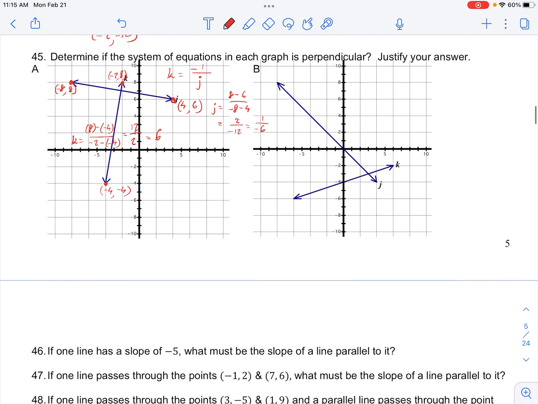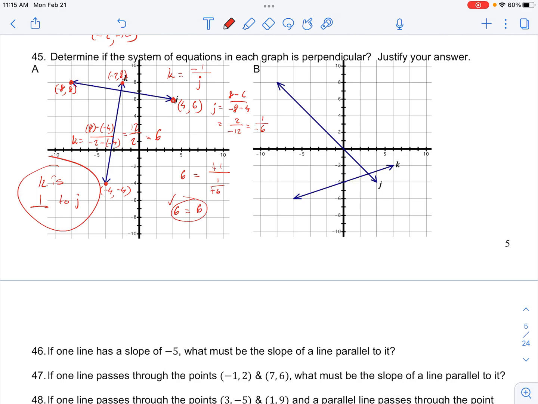So is this true? Is k equal to -1 over j? Well, if we have k as 6, and -1 over j is 1 over -6, then we have 6 is equal to... negatives cancel out, and 1 divided by 1/6 is the same thing as multiplying by 6 over 1. So we have 6. So this is true, which means that these two equations are perpendicular. So k is perpendicular to j.